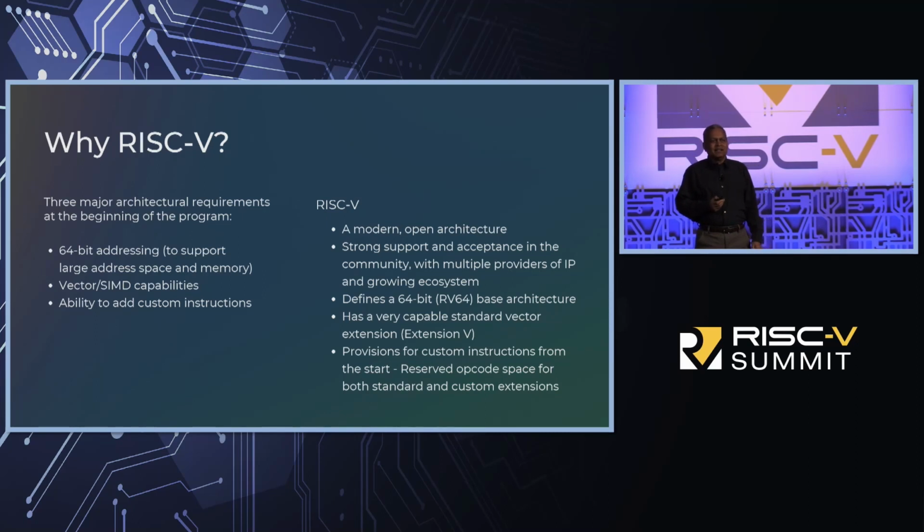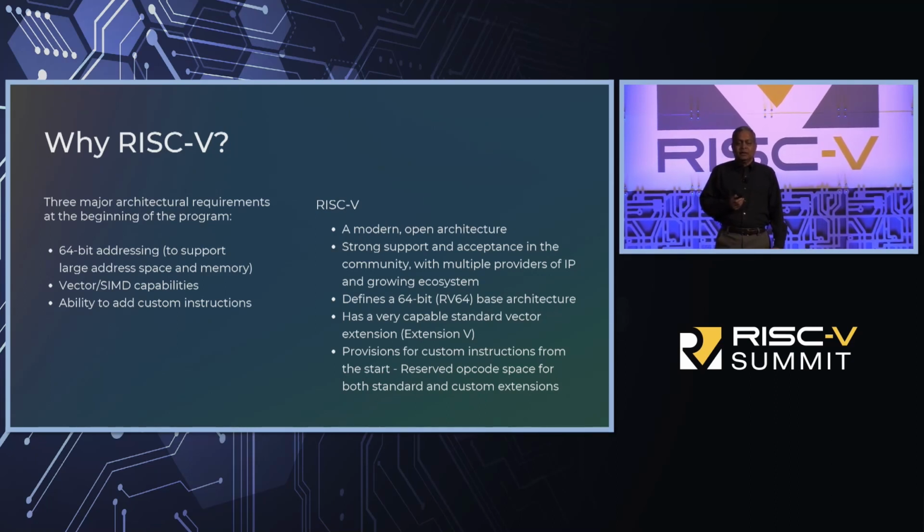So now coming back to why RISC-V. Before we even started looking at RISC-V, we had 3 major architectural requirements at the beginning of the project. One of the key things is 64-bit addressing. This is to support large address space and memory, because we do have large models in the AI space, especially for server class applications. The second one is vector and SIMD capabilities within the core. And the last one is the ability to add custom instructions. These were the 3 things that were absolutely required for us.